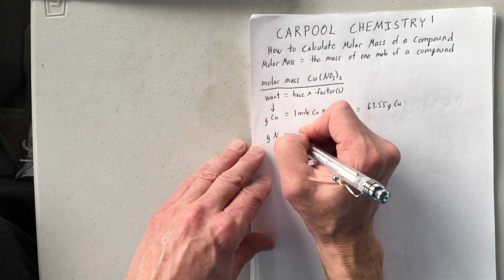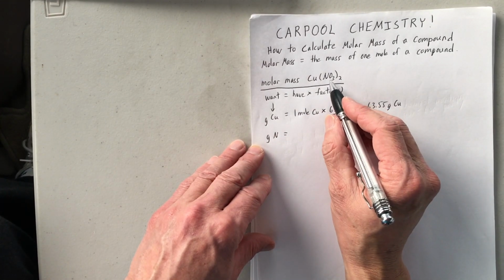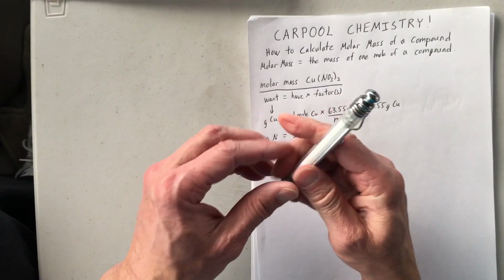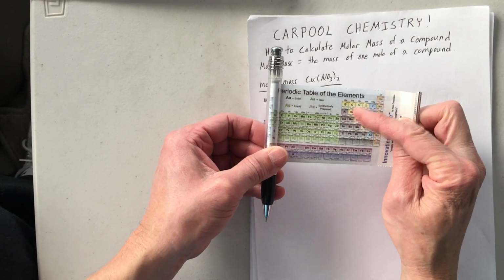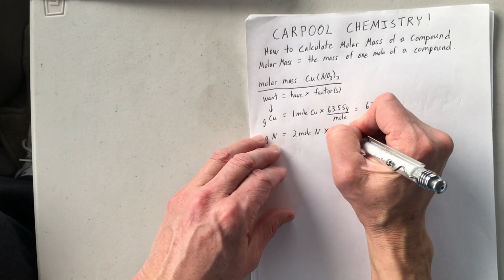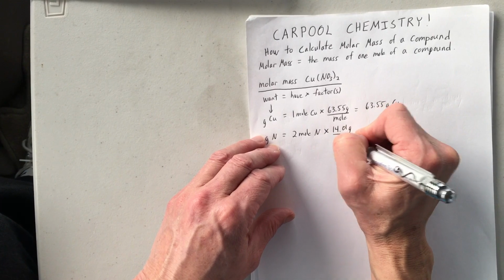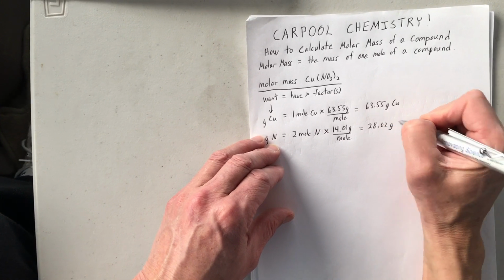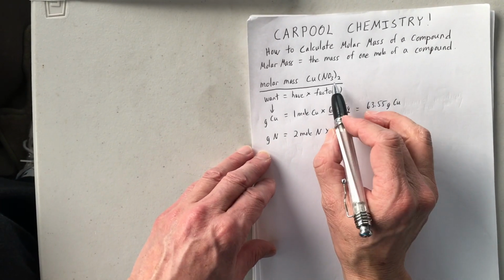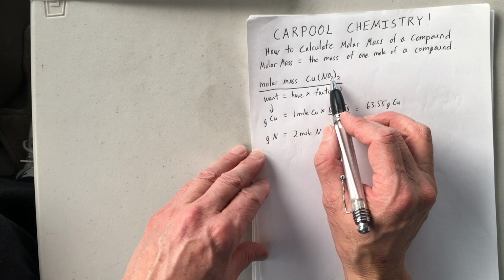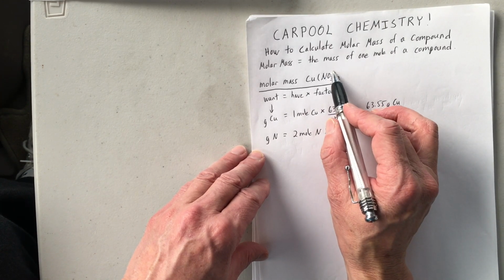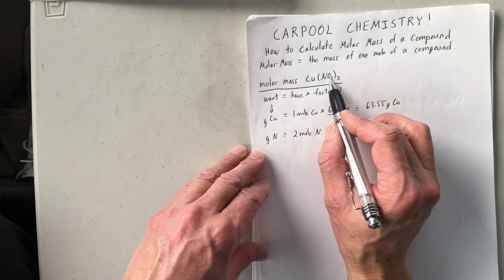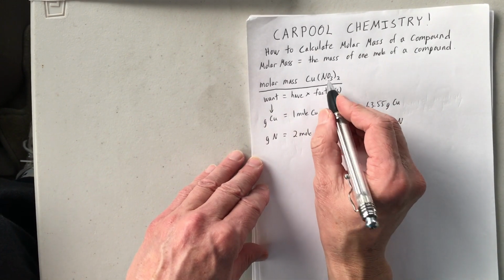The grams of nitrogen in this mole of copper nitrate would be equal to 2 moles of nitrogen times 14.01 grams per mole, which is equal to 28.02 grams of nitrogen. And then finally the mass of oxygen, well, there's 3 oxygens in each package of our nitrate ion. This formula calls for 2 of these packages. Therefore, that gives us 6 moles of oxygen.